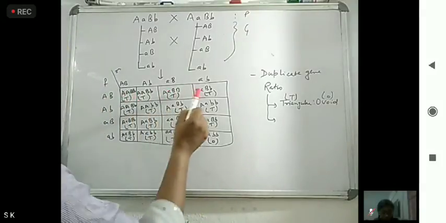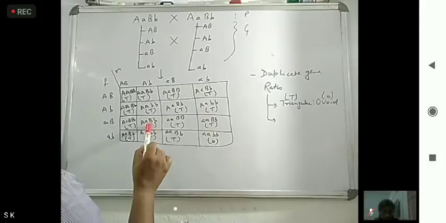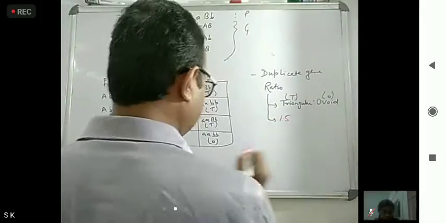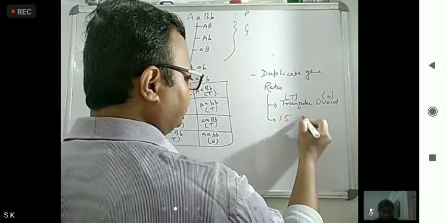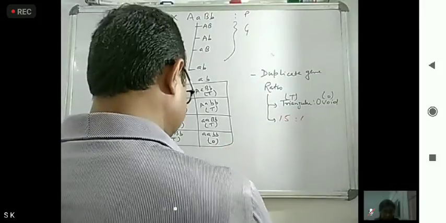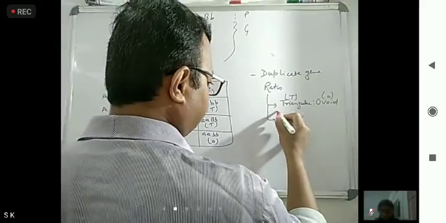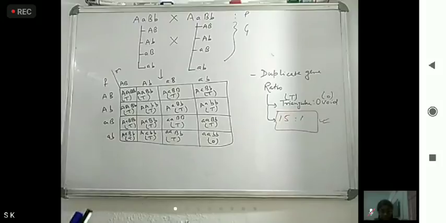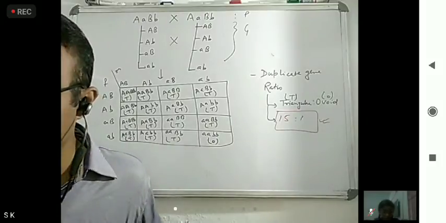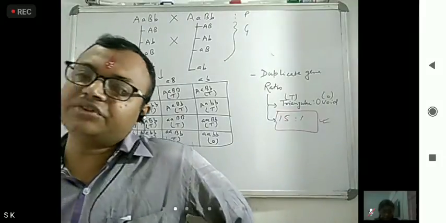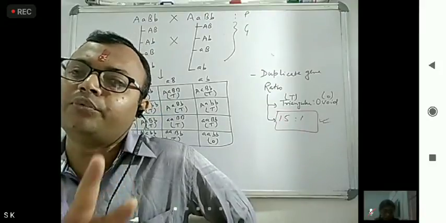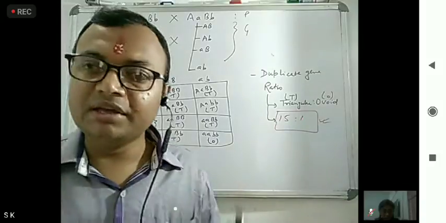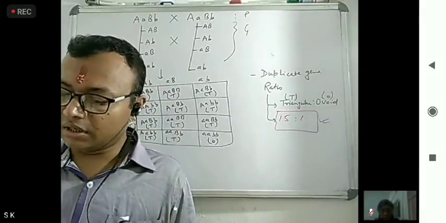So what is the ratio that came here? 1, 2, 3, 4, 5, 6, 7, 8, 9, 10, 11, 12, 13, 14, 15. So triangular is 15 and only one is ovoid. So what is the duplicate gene ratio? That is 15 is to 1. And in which plant is this duplicate gene studied? That is fruit shape in Shepherd's purse. These two terms we have to study. Who studied this one? That is studied by Shull. Scientist name is Shull. Okay.